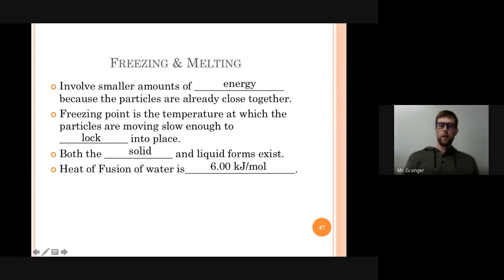Freezing point is the temperature at which particles are moving slow enough to lock into place and become solid. So they're vibrating, but they're not moving around like they were in the liquid state. So at this point, temperature-wise, we have both states of matter, and that's what we want to look at today with this heating curve idea: these two states of matter existing at the same time as the solid is melting and we're going to the liquid state, and we've got some liquid there. So we'll have both states present.